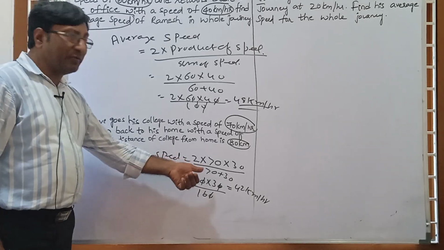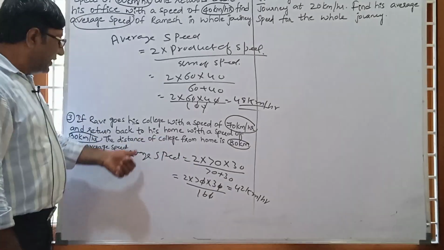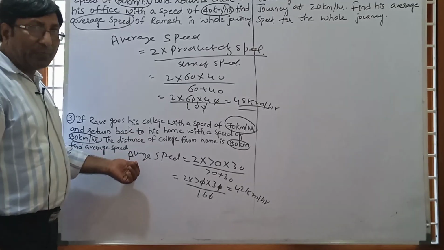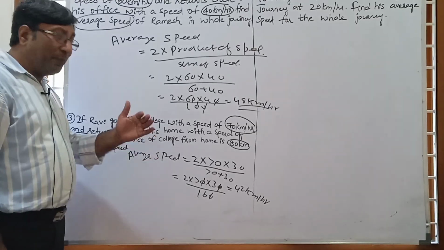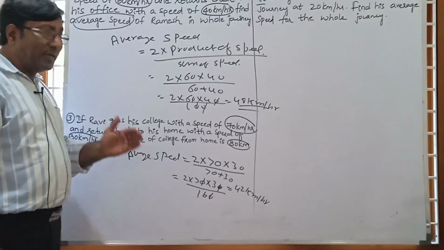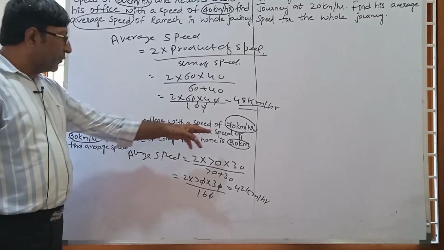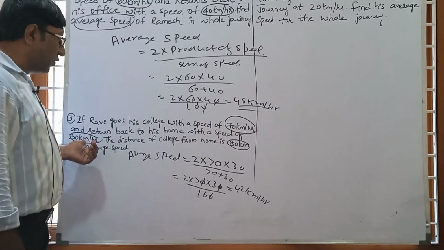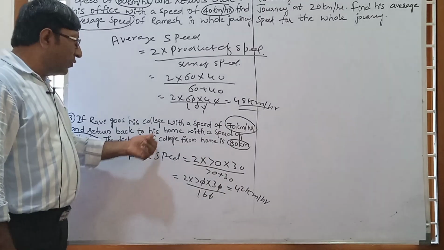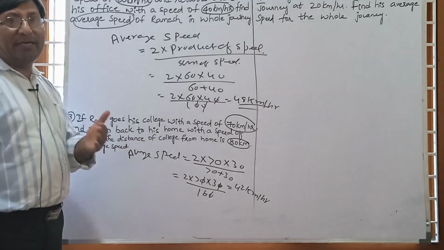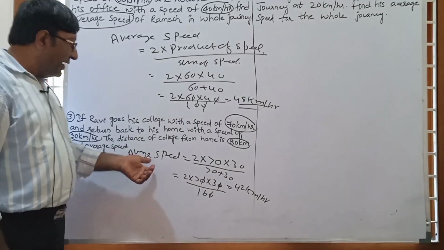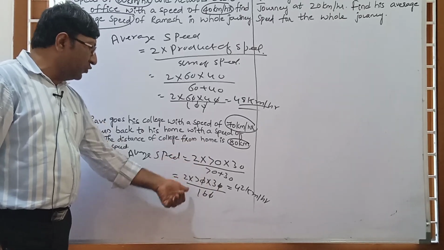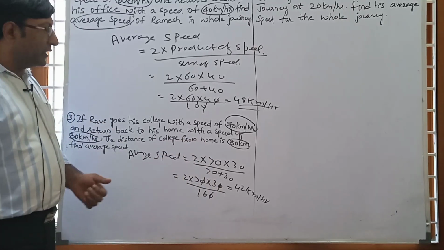Distance divided by speed will take a lot of time, so there is a trick. If the distance is the same, then average speed equals 2 times the product of speeds divided by the sum of speeds. Here the first speed is 70 km per hour and the second speed is 30 km per hour, and the distance of the college from home is constant, that is 80, so no use of it. So only write average speed equals 2 times product of speed upon sum of speed. So your answer is 42 km per hour.